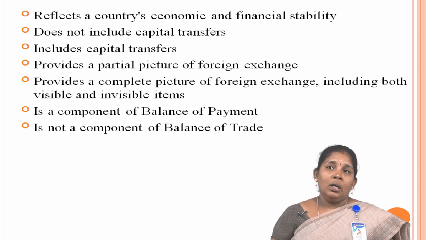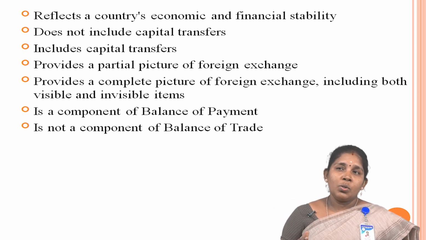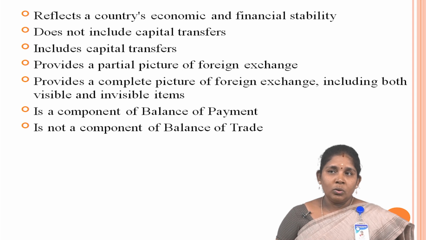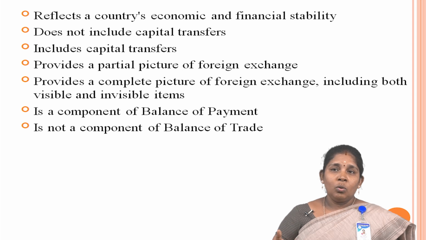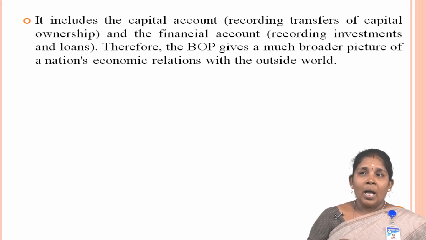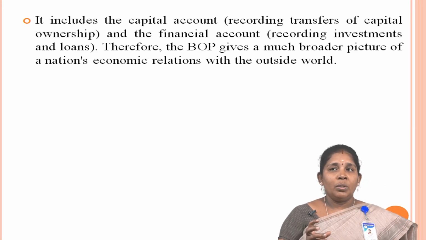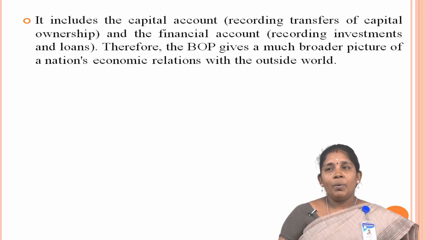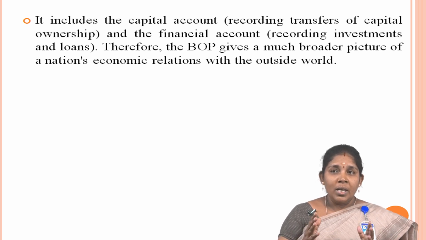In contrast, the balance of payment takes a more comprehensive view by recording all economic transactions between the residents of a country and the rest of the world, not just those involved in goods and services. This includes trade in goods and services, forming the current account, which includes the balance of trade, but also extends to other elements like international investment, income, and transfer payments. It includes the capital account, recording transfer of capital ownership, and the financial account, that is, recording investments and loans. Therefore, the balance of payment gives you a much broader picture of a nation's economic relations with the outside world.